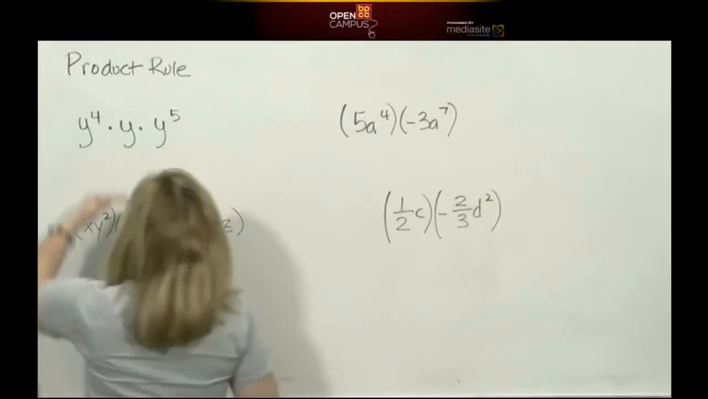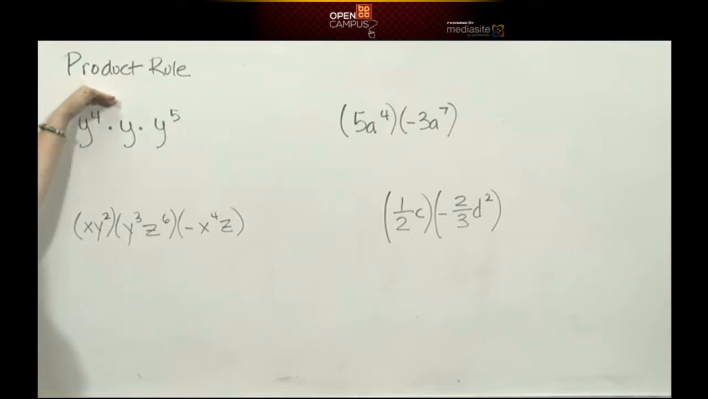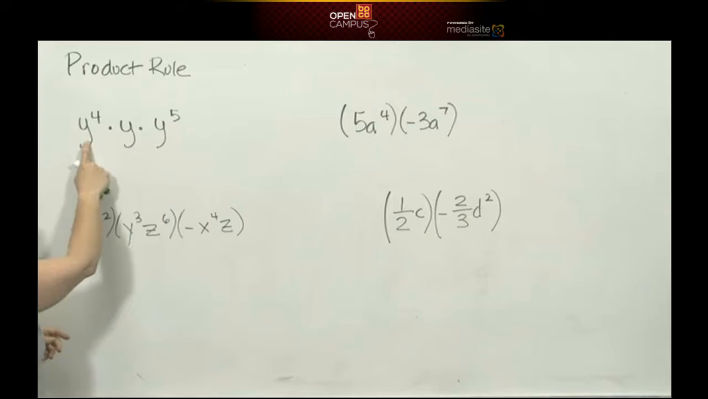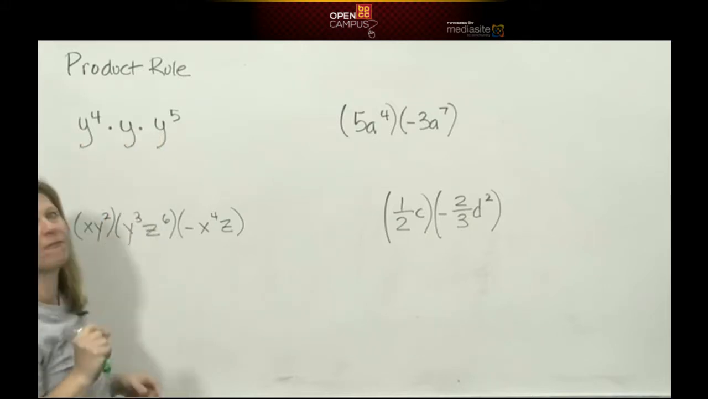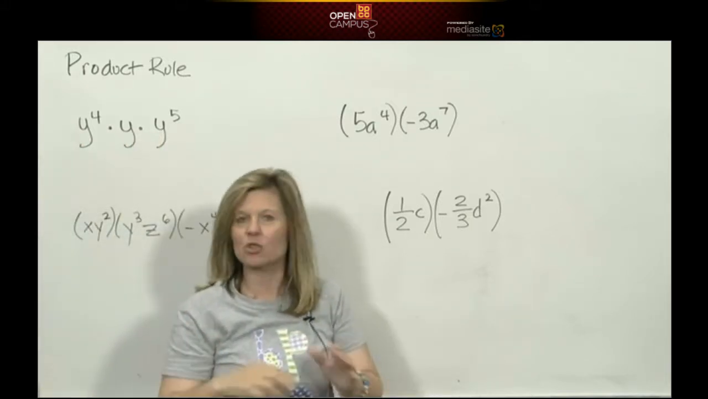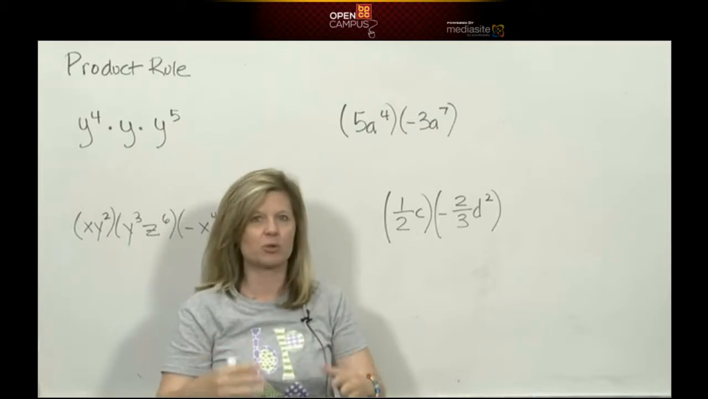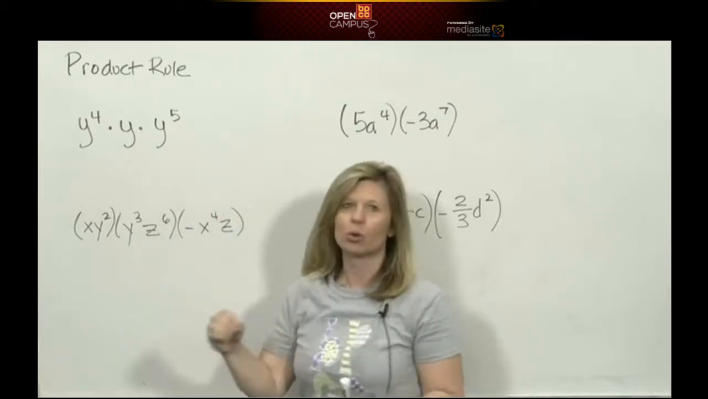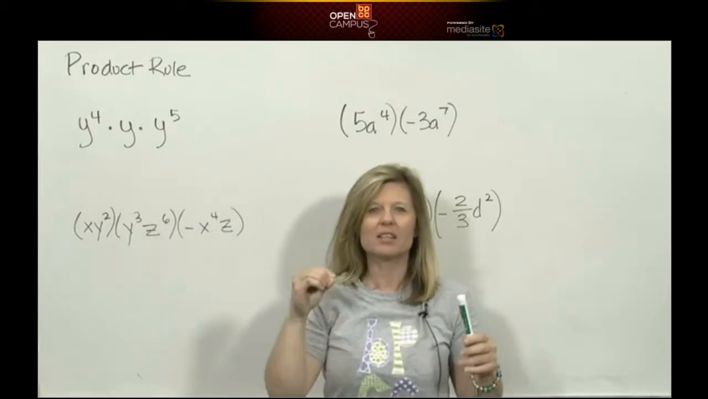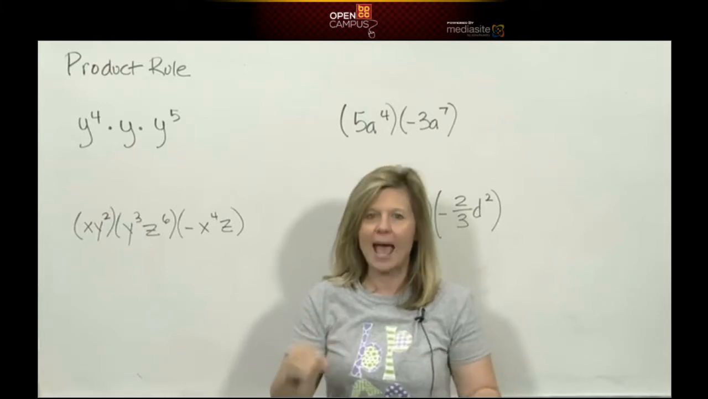Okay, here we go. Let's apply the product rule. Product rule means we're going to do multiplication. We are multiplying y to the fourth times y to the fifth. They are not alike. So I'm not asking you to add, I'm not asking you to subtract, I'm asking you to multiply. The rule says when we multiply the same base, we add exponents.